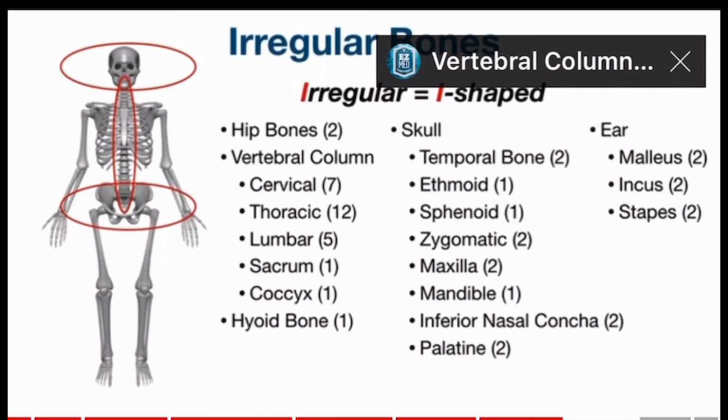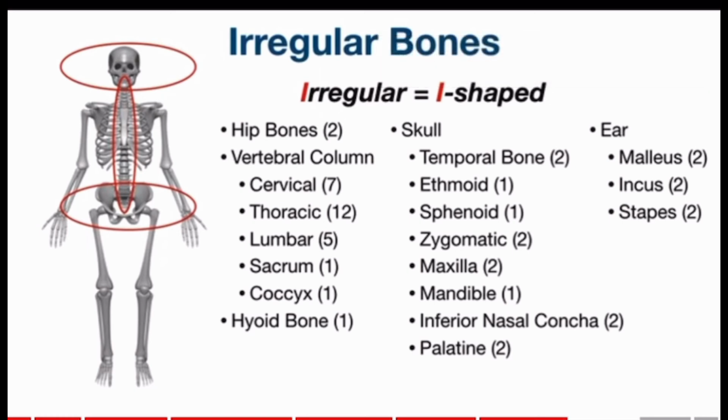The skull contains irregular bones in addition to the flat bones we talked about earlier. They include the temporal, ethmoid, sphenoid, zygomatic, maxilla, mandible, inferior nasal concha, and palatine bones. So you can see the irregular bones of the skull make up much of the face, whereas the flat bones form the top of the cranium to protect the brain. Remember, flat bones help protect vital organs.